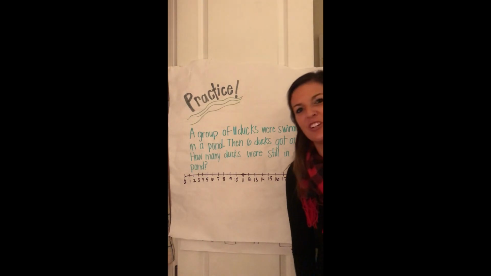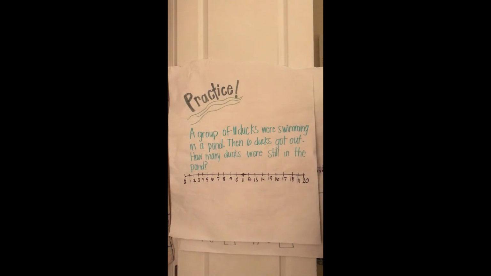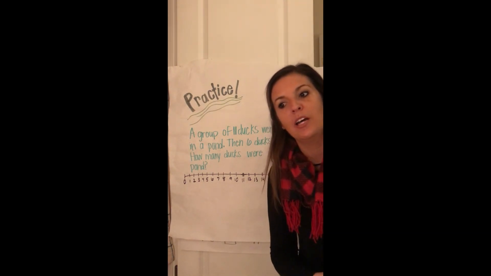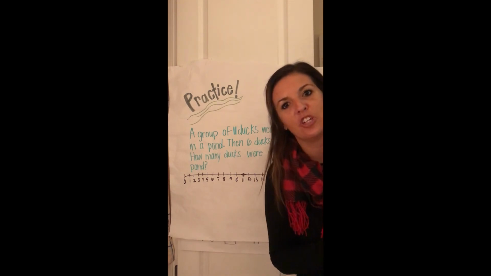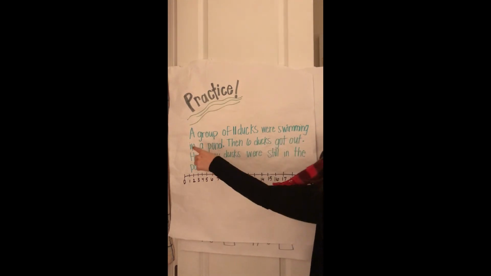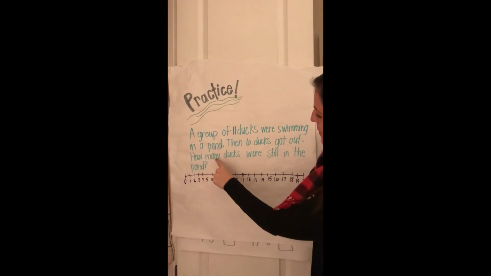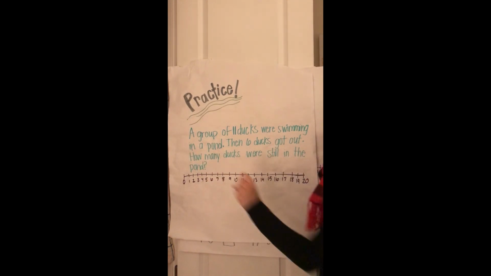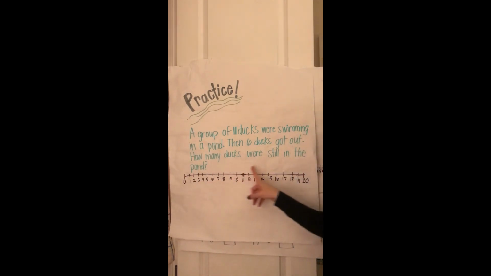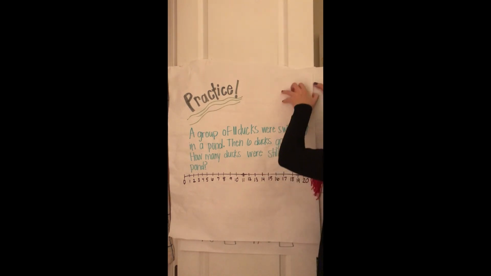Now it is your turn to practice on your own. I will read you the word problem, and you can pause the video, think back to the steps, replay the video if you need to, solve your equation, and then check your work. A group of 11 ducks were swimming in a pond. Then 6 ducks got out. How many ducks were still in the pond? Go ahead and take your time to use your number line and solve this subtraction problem, and then you can check your work.